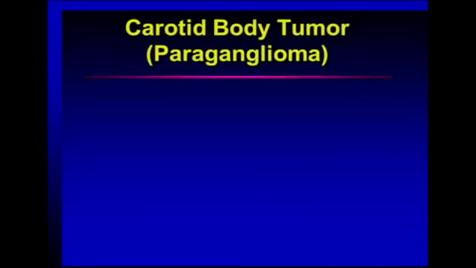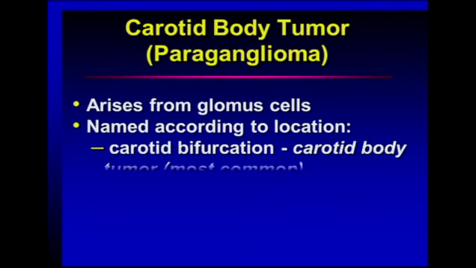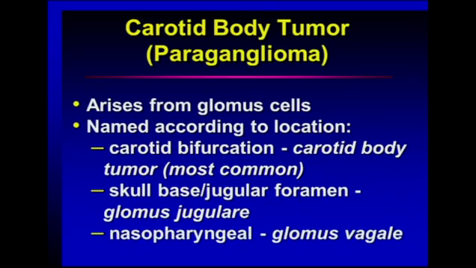These are part of a larger category of tumors called paragangliomas. These arise from glomus cells throughout the body. Many of these are located within the neck, most commonly at the carotid bifurcation, but in other locations in the head and neck as well.